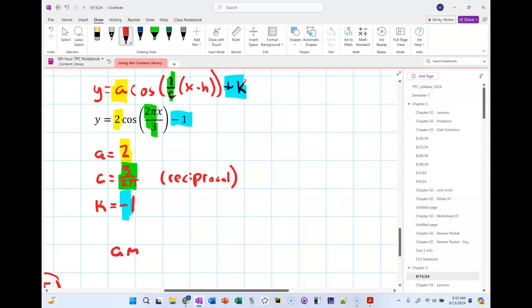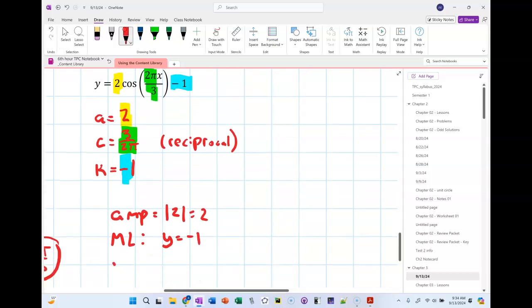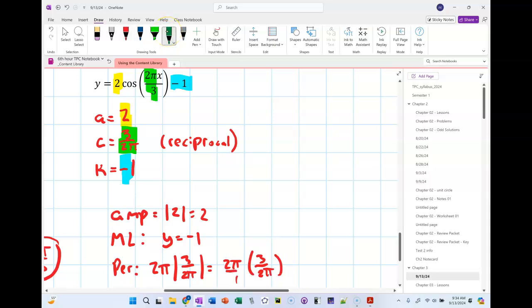Okay. So my amplitude is going to be, who can tell me? 2, right? It's the absolute value of 2, so just 2. My midline is going to be y equals -1. That's just the K value. And my period is going to be 2 pi times absolute value of C. So again, the absolute value of a positive is just the positive. If I multiply these two together, what happens? Yeah, the 2 pi's cancel out. Good eye. And we're left with just 3.